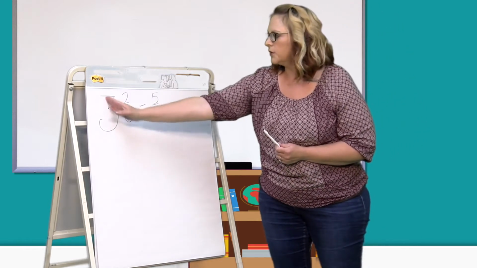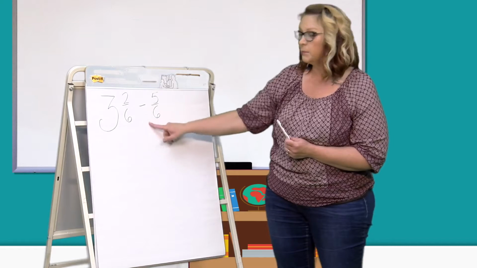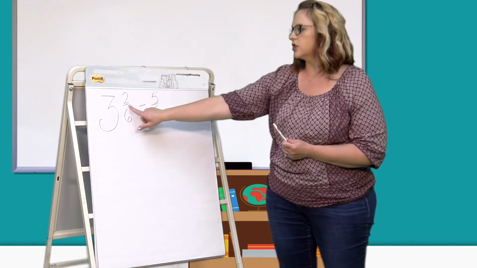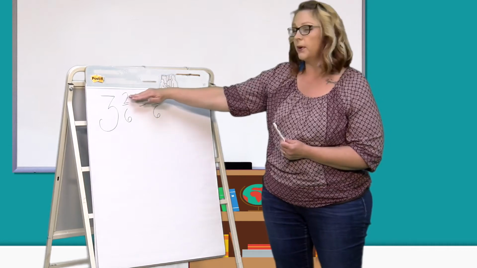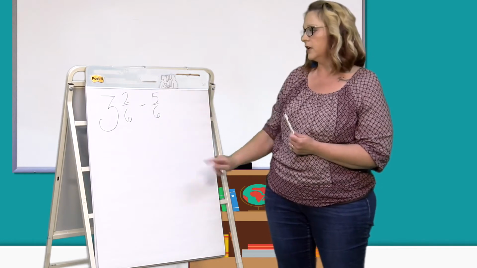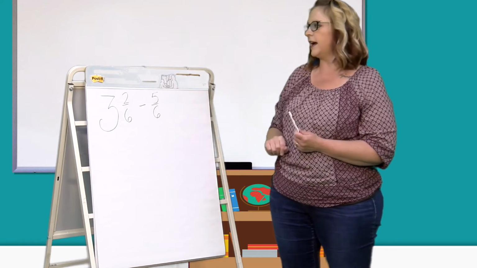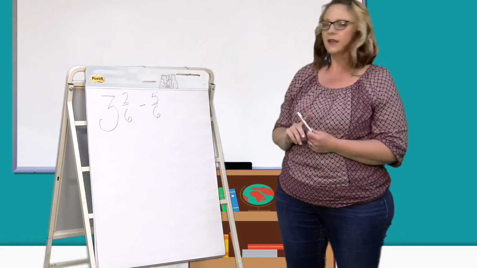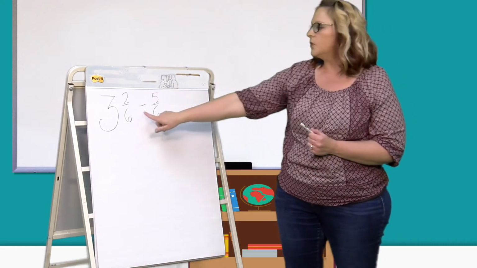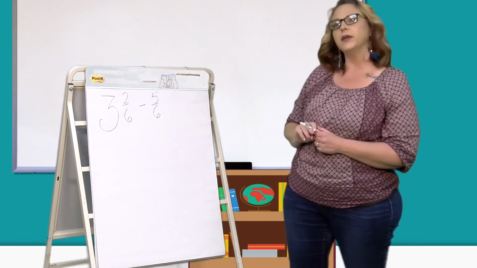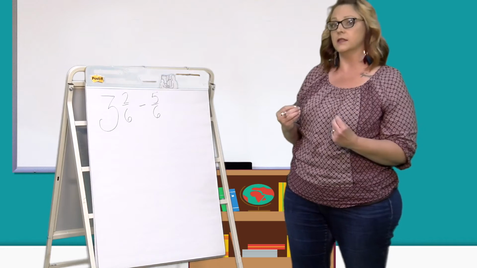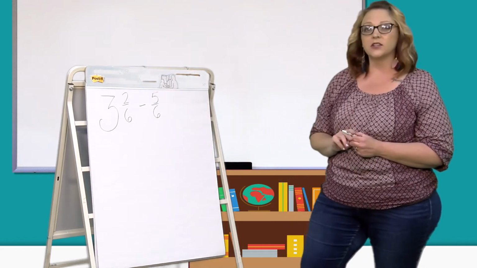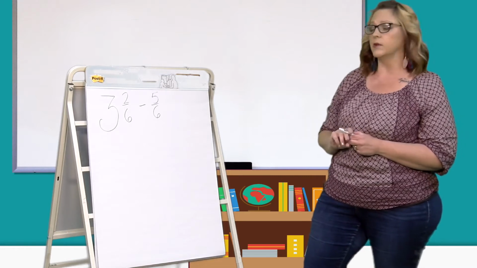So let's look at this. My whole number, 3, minus basically 0. There's no whole number here. But if we look at our fractions, at our numerators, remember that part on the top is called the numerator, we have 2 minus 5. Can we start with 2 and take 5 away? We can't do that. So we have to figure out how we can take away this 5/6 from our fraction that's 2/6. The first strategy that we're going to look at is using a number line.